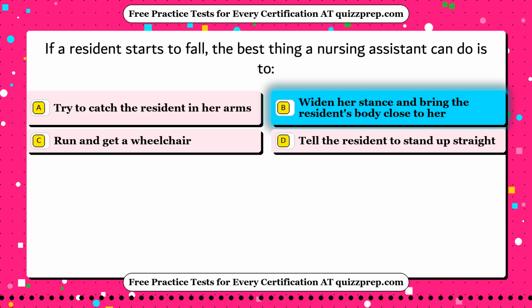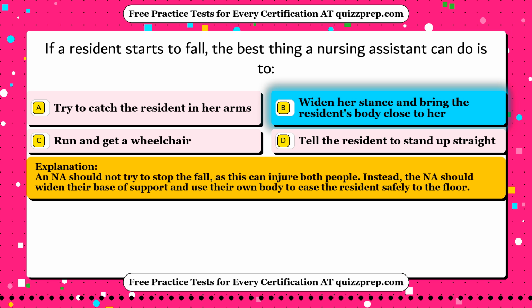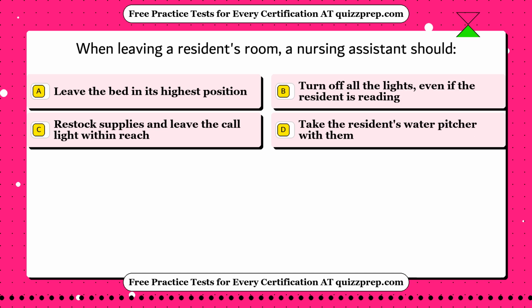The correct answer is option B. Widen her stance and bring the resident's body close to her. A NNAAP should not try to stop the fall, as this can injure both people. Instead, the NNAAP should widen their base of support and use their own body to ease the resident safely to the floor.